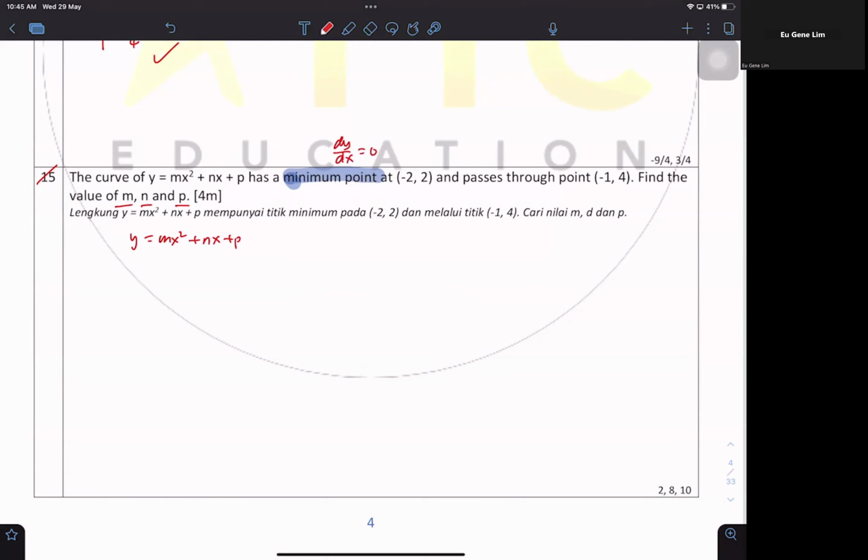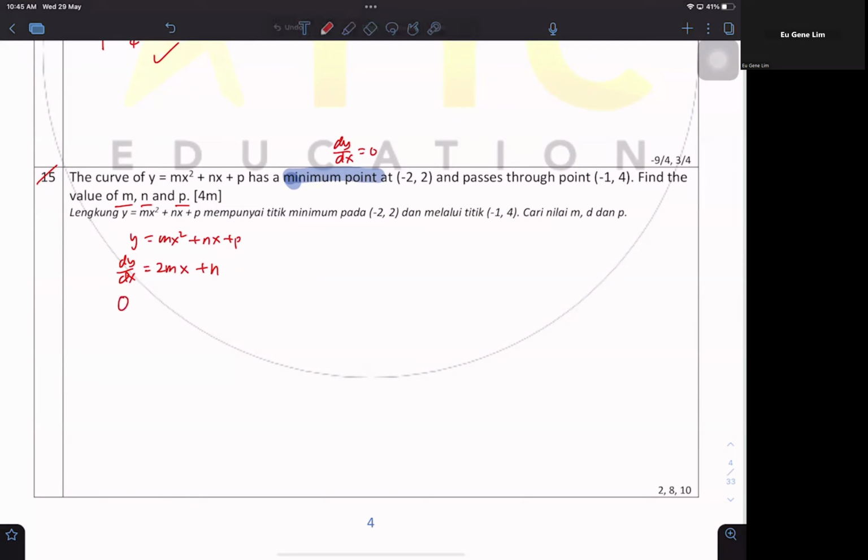So I differentiate first. dy/dx is power times in front: 2 times m, 2m, 2 minus 1 is 1. 1 times n is n, 1 minus 1 is 0. X power 0 means no x. Oh, then the p disappears, because the p got no x, right?